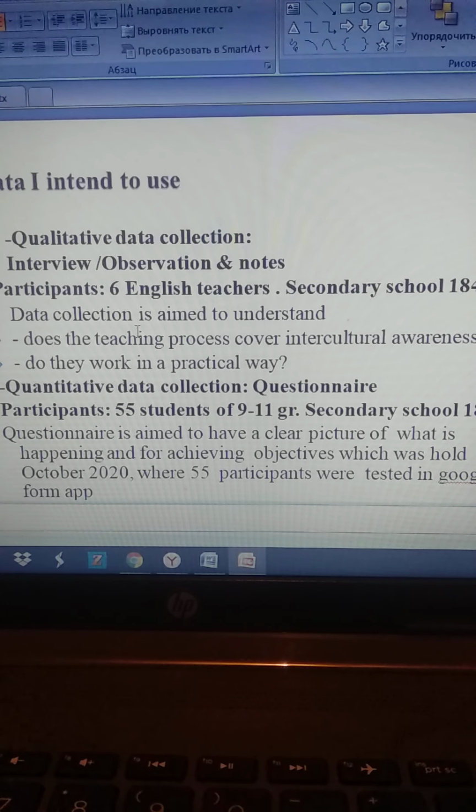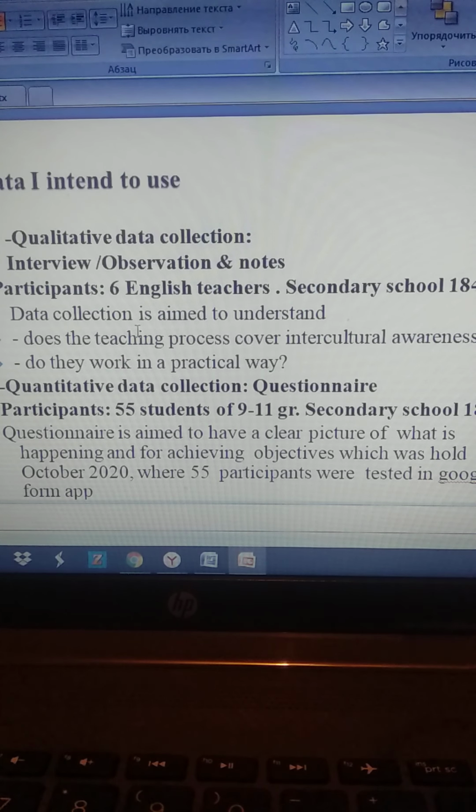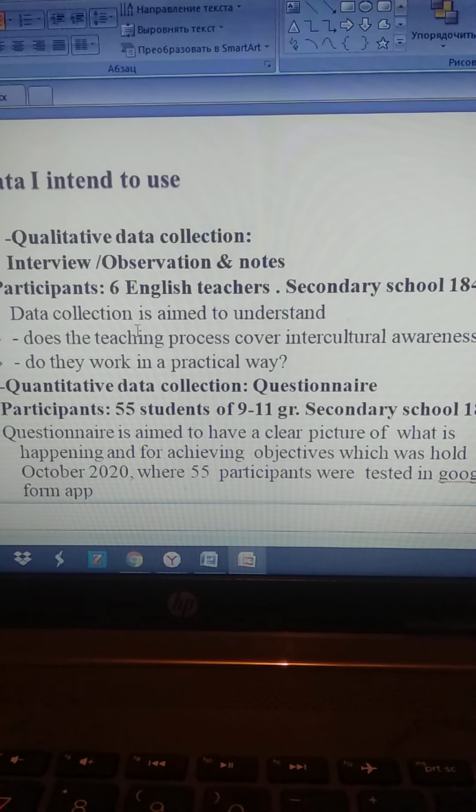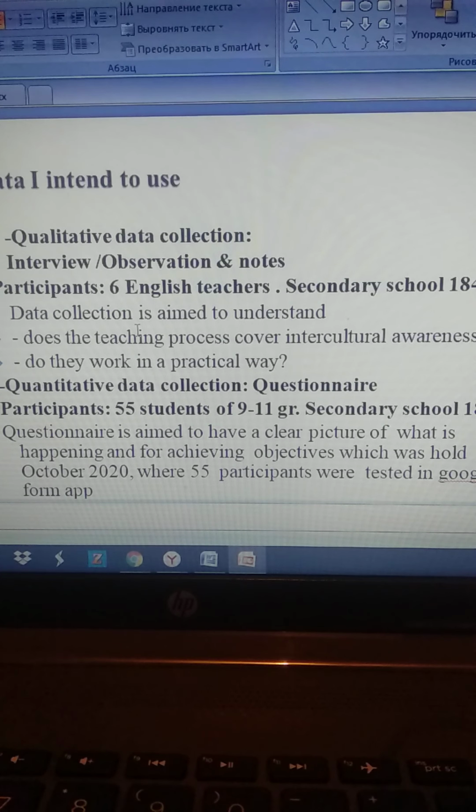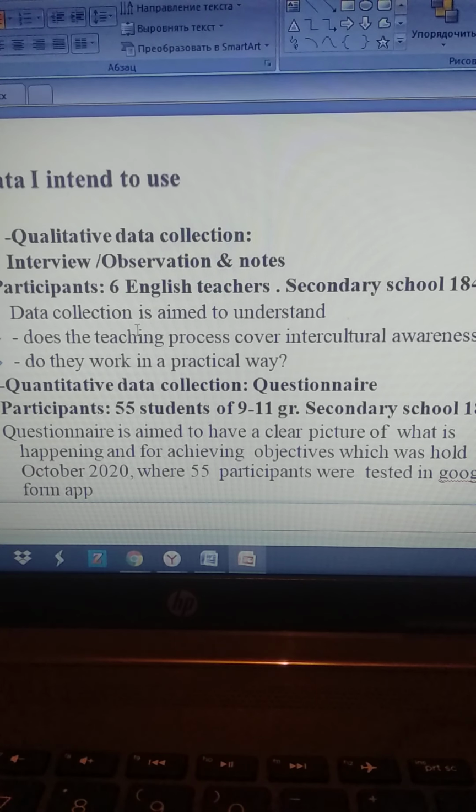I'm going to conduct an interview with the teachers as well as with students, and conduct observation lessons. Data collection is aimed to understand: does the teaching process cover intercultural awareness? Do they work in a practical way? And the quantitative data collection will be a questionnaire.